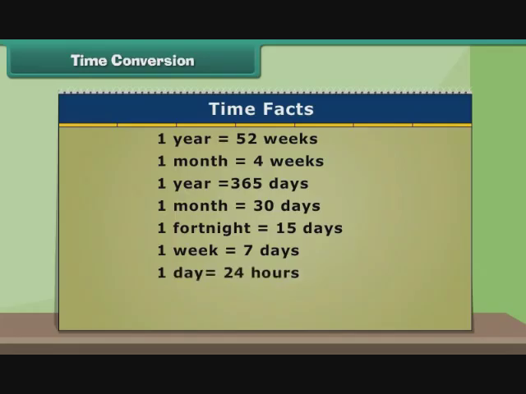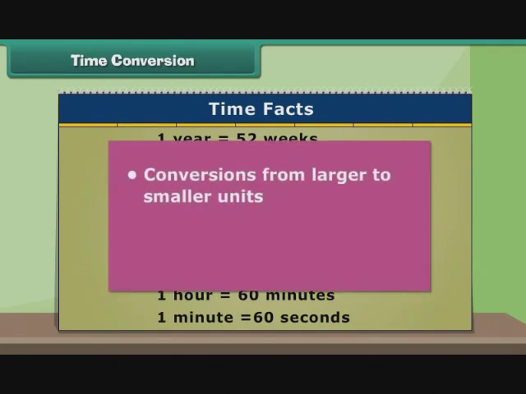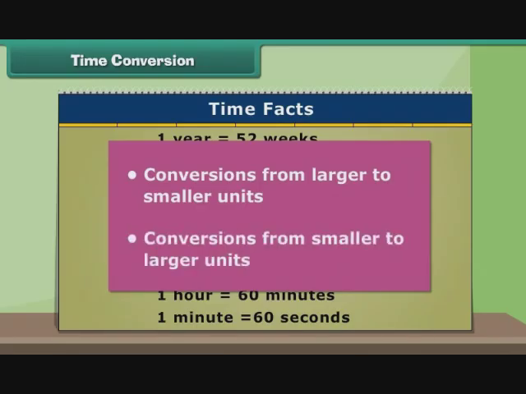1 day is equal to 24 hours. 1 hour is equal to 60 minutes. 1 minute is equal to 60 seconds. Let us put these facts to use and perform conversions from larger to smaller units, and conversions from smaller to larger units.